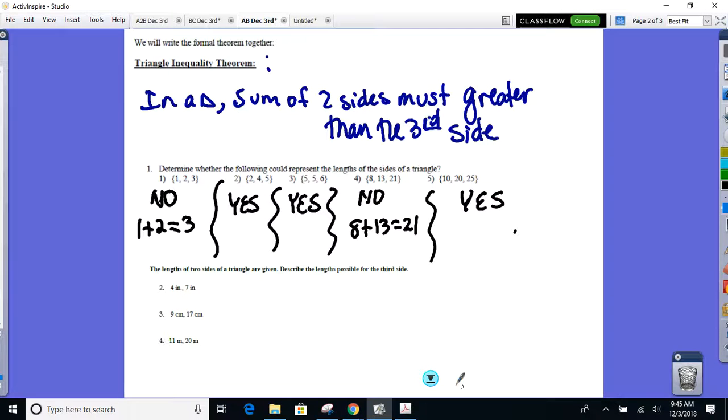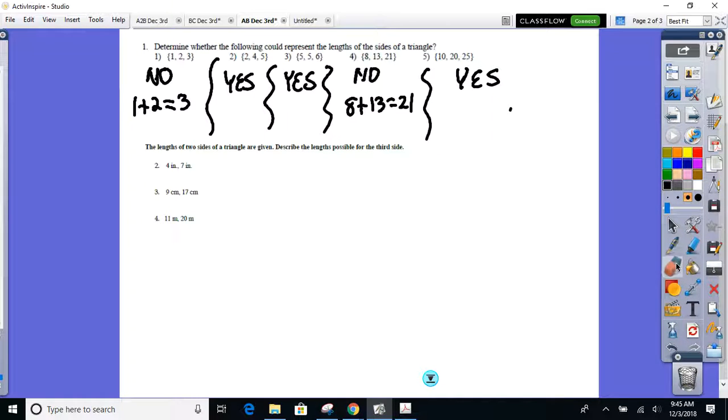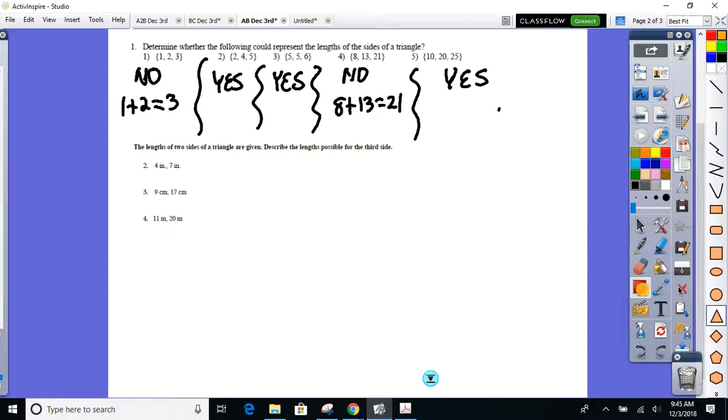Last thing I need you to do with this theorem I just showed you is tell me possible lengths of a third side then. So for number 2, we have a triangle, and the two sides are 4 and 7.